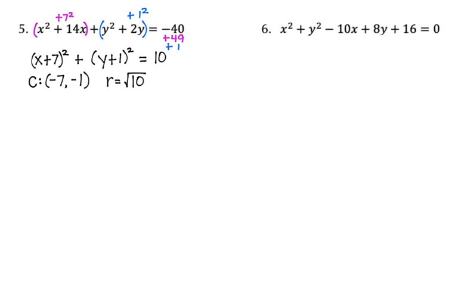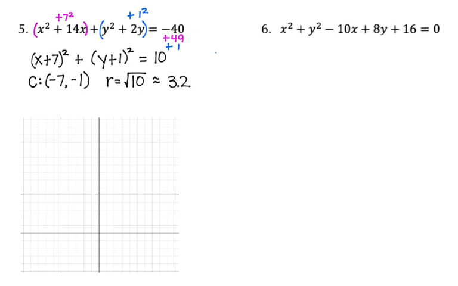Now remember, I think of square root of 10 as a little bit more than 9. It's just a little bit more than the square root of 9, which means this radius is a little bit more than 3. Go ahead, graph it, and there I have it.